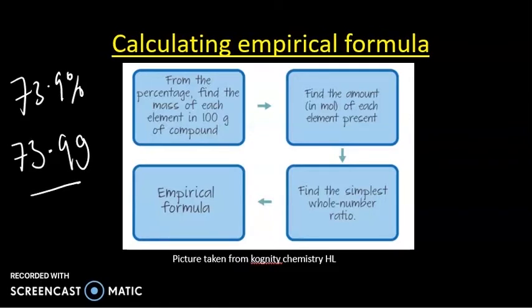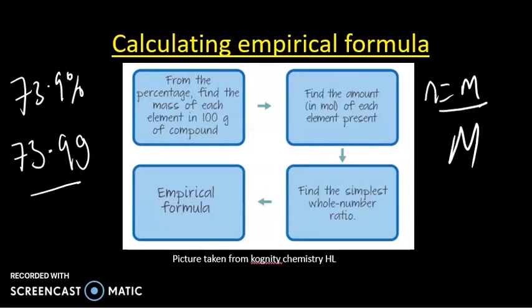Secondly, you need to find the moles first before you find the empirical formula. So divide the mass by the molar mass to get the moles, by this formula: mass divided by molar mass. After finding the moles, inspect your answers and find the value which is the least. Then divide all the amounts by the least, to get the simplest whole number ratio.